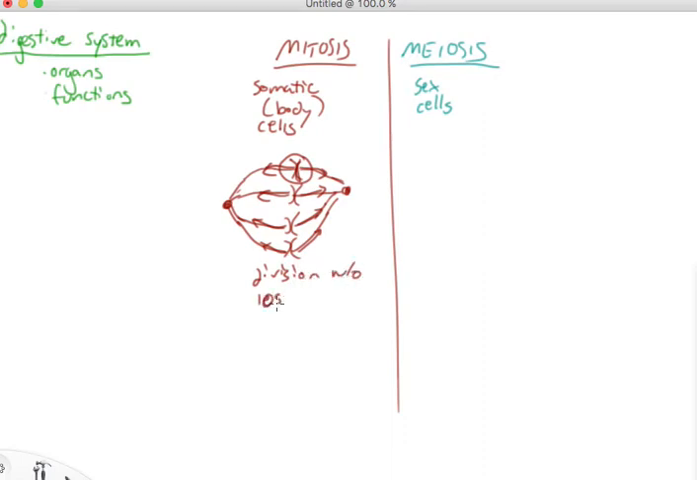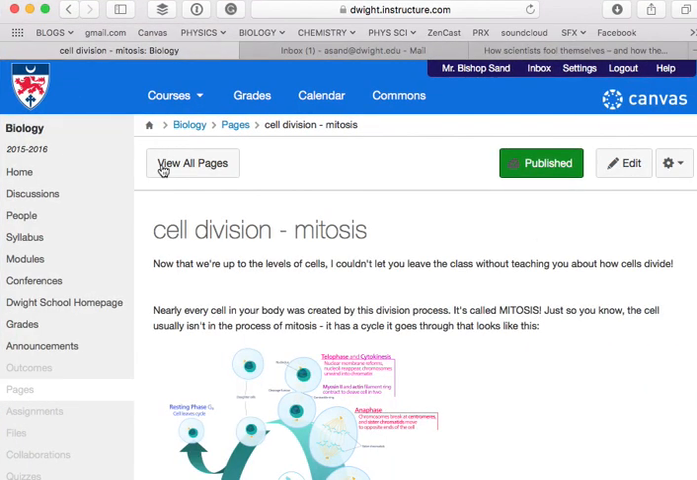Now, meiosis is very different, and I'm going to show you the slide on here looking at meiosis.